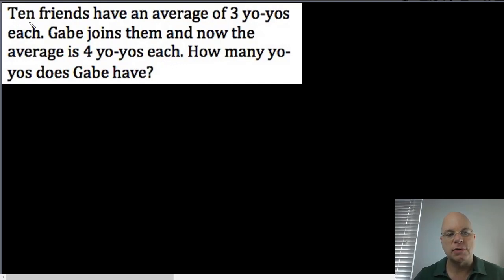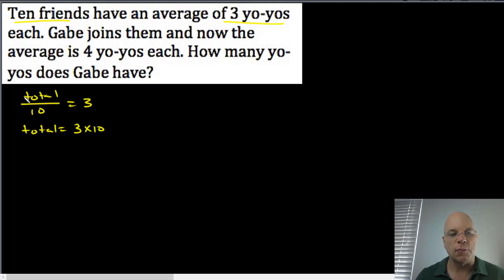If 10 friends have an average of 3 yo-yos each, how many yo-yos do they have? They have some total number of yo-yos divided by 10 equals the average, or the mean, which is 3. But if you know that the total divided by 10 is 3, then you know that the total is equal to 3 multiplied by 10.